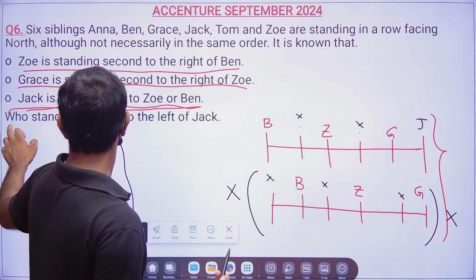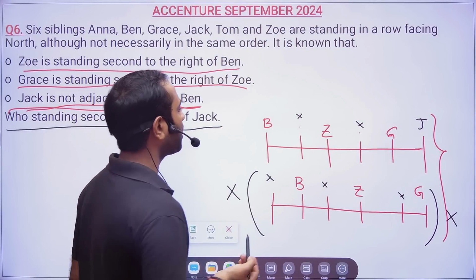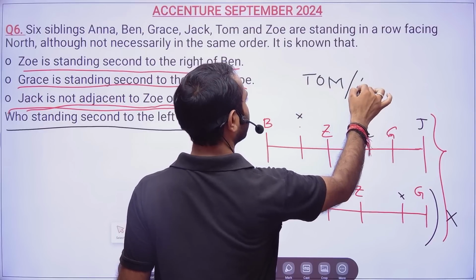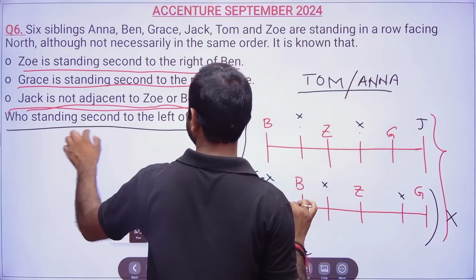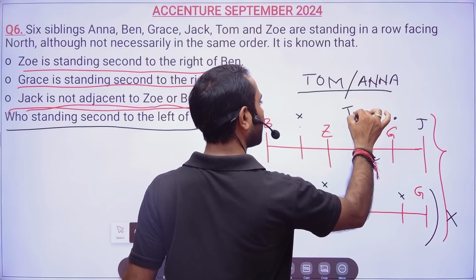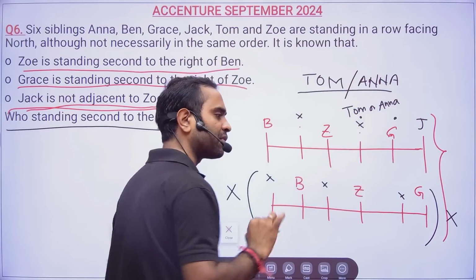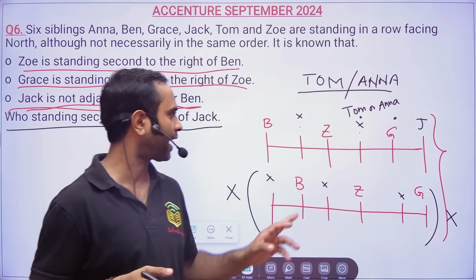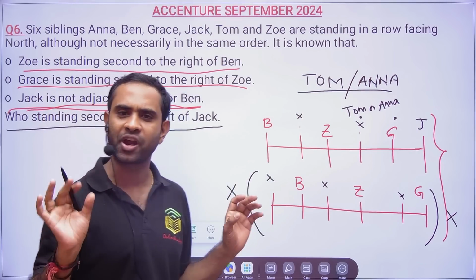Okay, now. So who is standing second to the left of Jack? Okay. So now who all are there? So we have Tom and we have Anna, which are not placed here. So friends, second to the left of Jack is first left and second left. So here either Tom or Anna will be able to sit because we are not able to decide the position of Tom and the position of Jack. So in the options you had Tom or Anna, so that option you had to select.